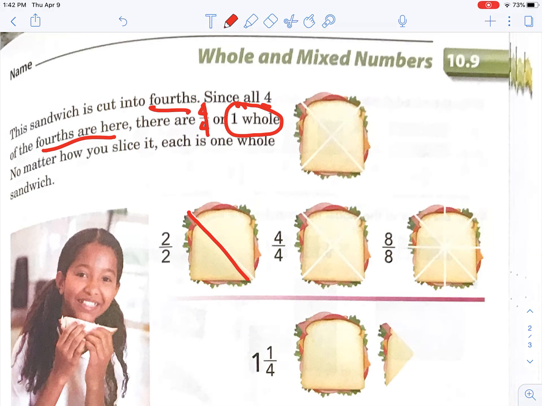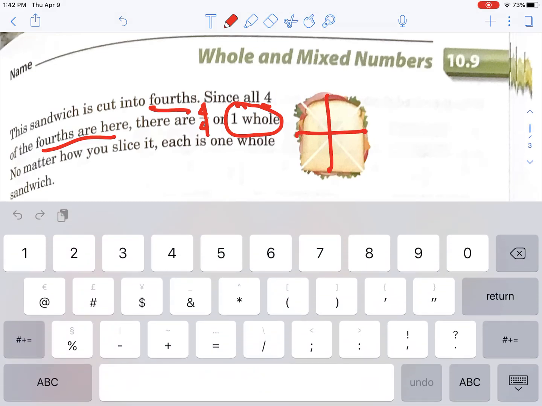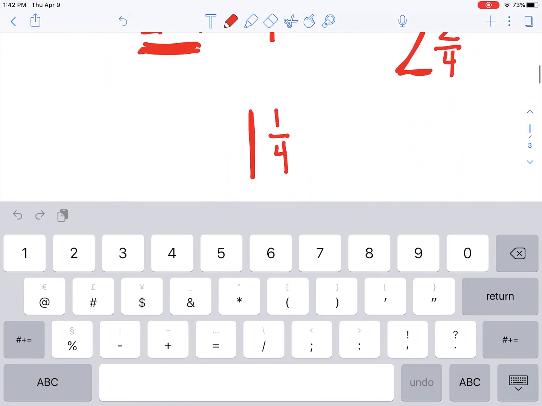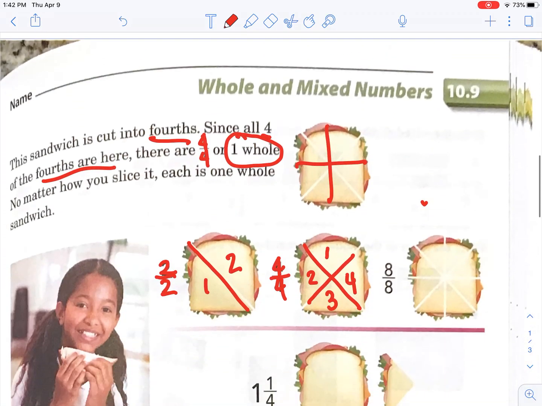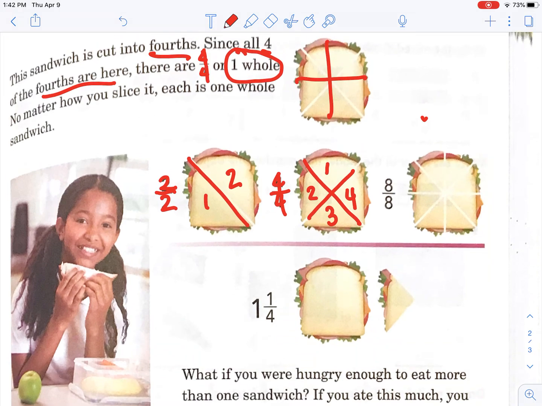Okay, can you cut a sandwich in half? We have 1, 2 slices. So we have 2 out of 2. Is that a whole? Yes. Can I cut them into fourths? Yep. Could I cut them into fourths this way? Sure. So I have 1, 2, 3, 4. That's 4 fourths. Still a whole. Oops, sorry. All right, forgive me. If I had cut it this way, is it still fourths? Yep, it's still 4 fourths.